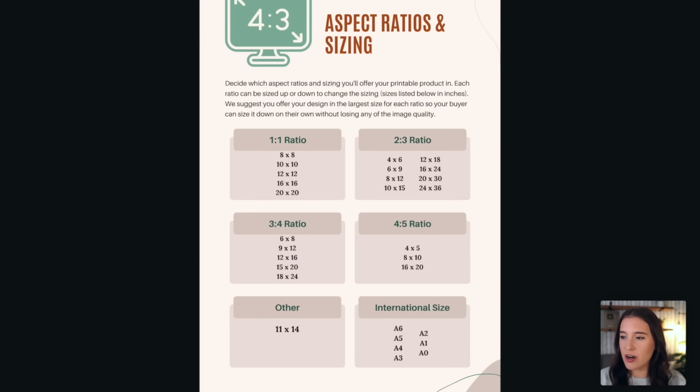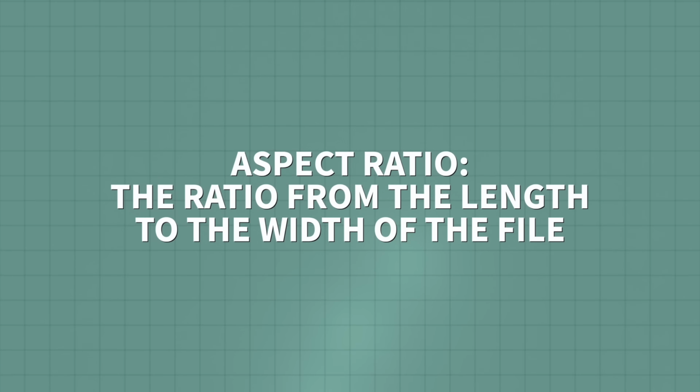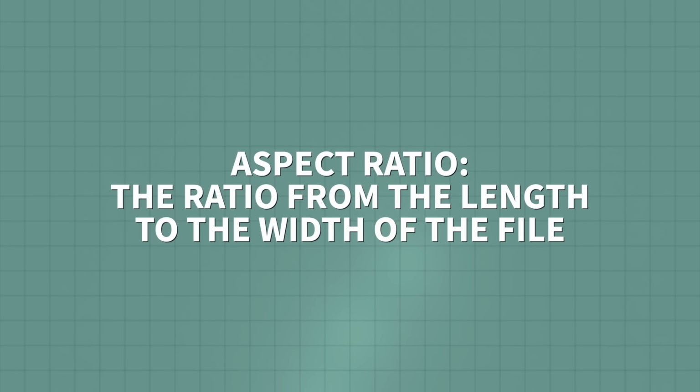So here's a sizing chart that I like to refer back to. This is part of my digital product starter guide, and this will show you what sizes work with specific different aspect ratios. So when we're talking about aspect ratios, we're considering the ratio from the length to the width of the file. So there are different aspect ratios that you can create your files in, and lots of different sizes for each one, so that the buyer can use a specific ratio file to print out multiple different actual physical sizes of the file.